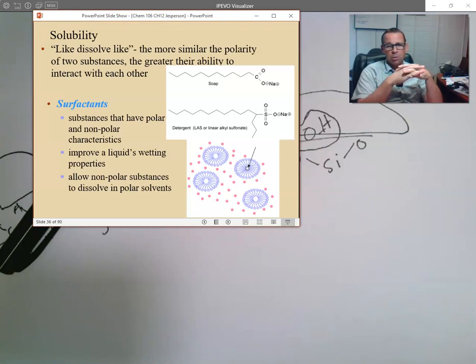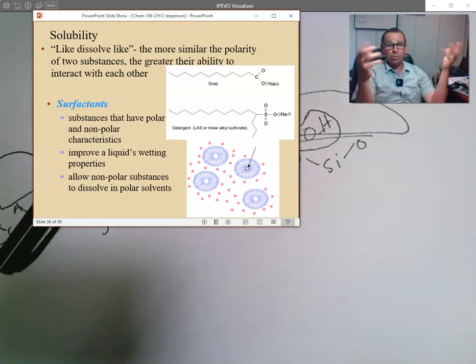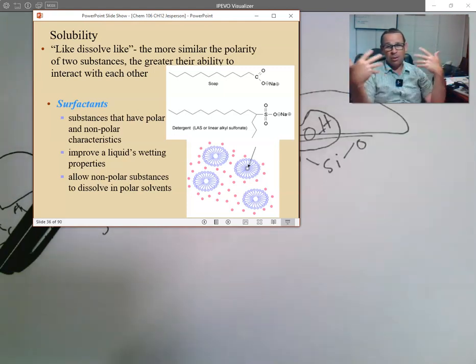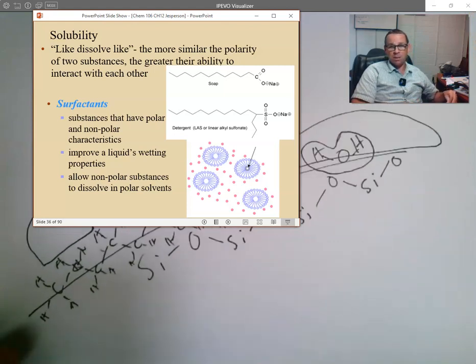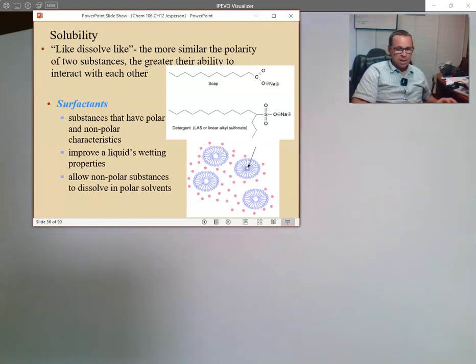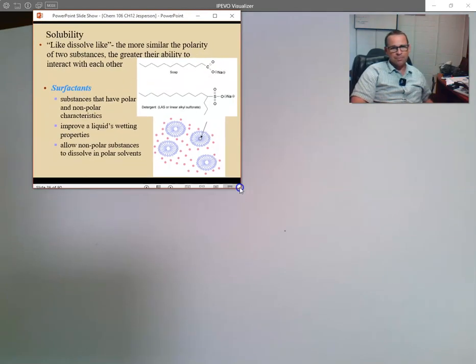Miscible is the word that we use when you're talking about two liquids, right? You're just mixing them together, and you're not making a solution, you're just making a mixture. But will they mix together? We say that compounds are miscible if they will mix together. And they'll be miscible if they have the same types of intermolecular interactions.